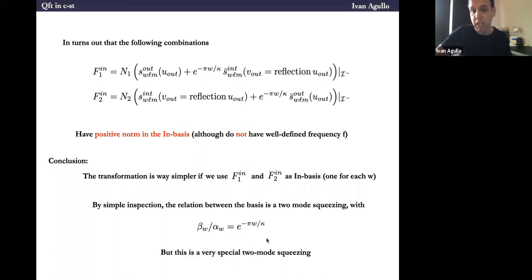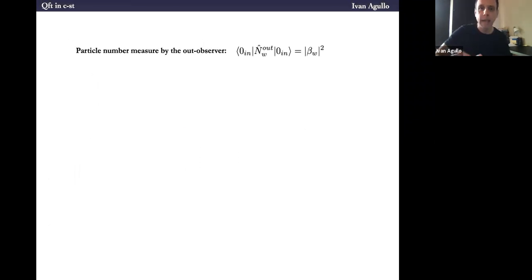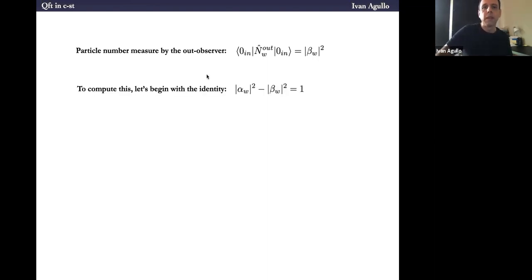So this is a very special two-mode squeezing. Why? Let me compute for you the particle number that the out observer will measure in the evolution of the in vacuum. All we have to do is compute beta squared. Let's compute beta squared starting from the following. Remember that there is a normalization condition for alpha and beta: for the evolution to be symplectic, they need to satisfy this relation. This is always true for any Bogoliubov transformation.